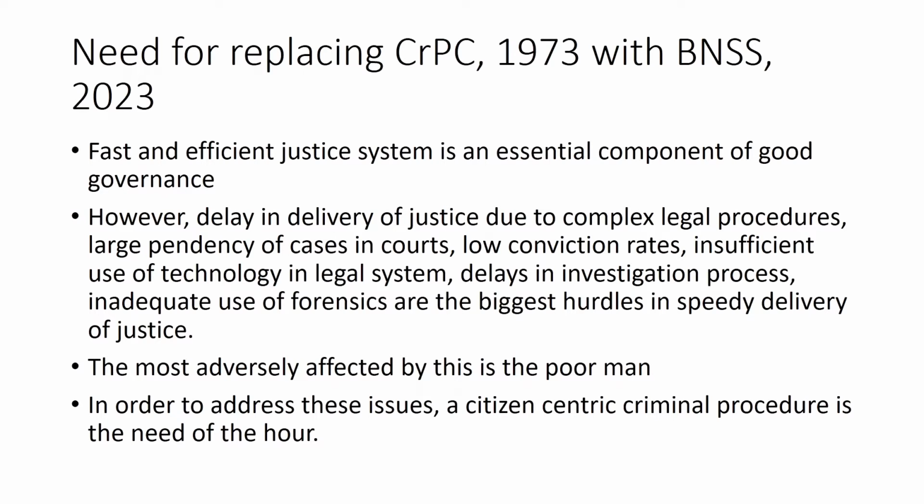So a fast and efficient justice system is an essential component of good governance. However, delay in delivery of justice due to complex legal procedures, huge pendency of cases in courts, low rate of conviction, insufficient use of technology in the legal system, delays in the investigation process, inadequate use of forensics. Now these are some of the biggest hurdles in speedy delivery of justice. And who is the most affected by all this?